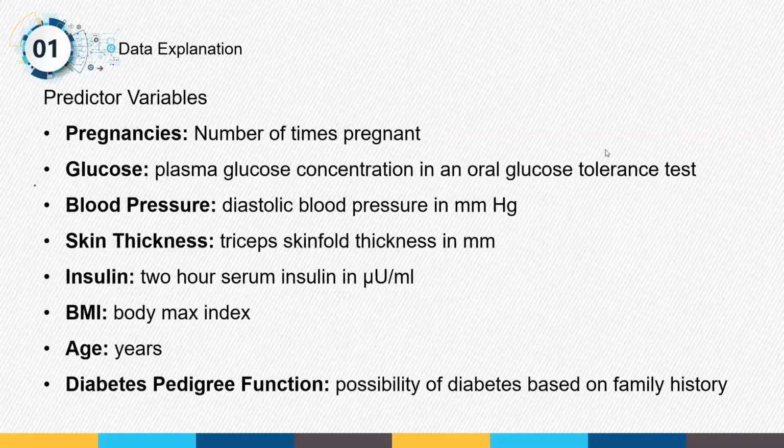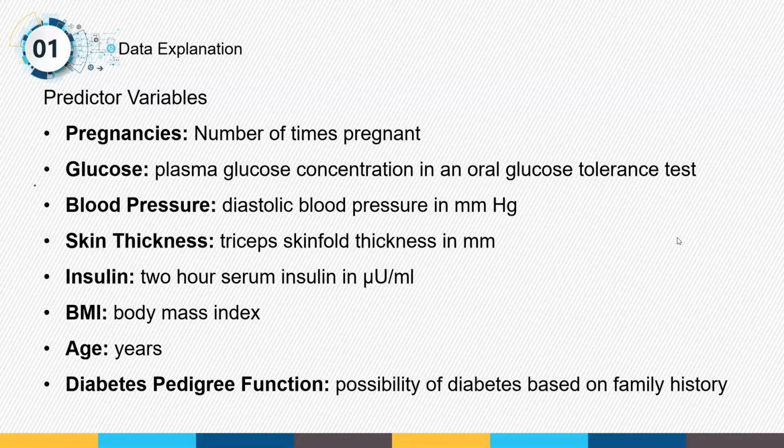So about the predictor variables, pregnancies means the number of times that the patient has been pregnant. All the patients are females. And glucose means the plasma glucose concentration in an oral glucose tolerance test. The blood pressure is the diastolic blood pressure, and the skin thickness is the triceps skin fold thickness. And the insulin means the 2-hour serum insulin. The BMI means the body mass index, which is calculated from the weight and the height of the patient. And the age is in years.